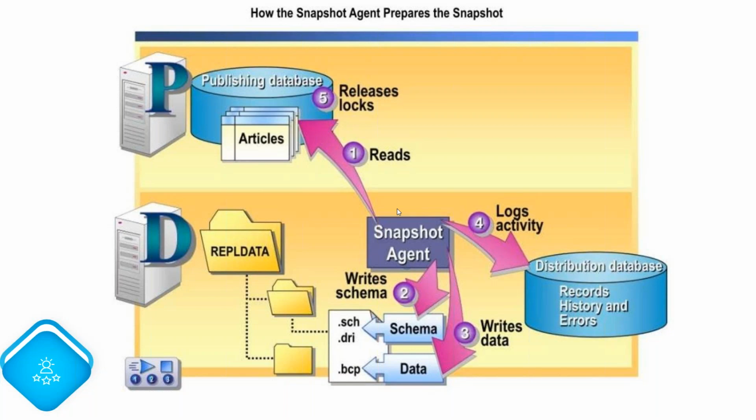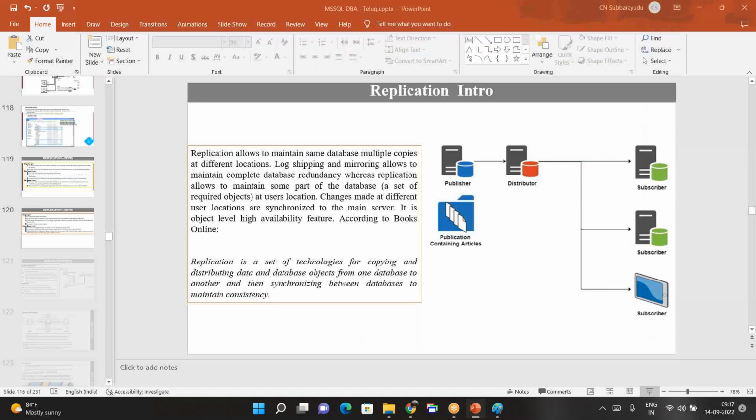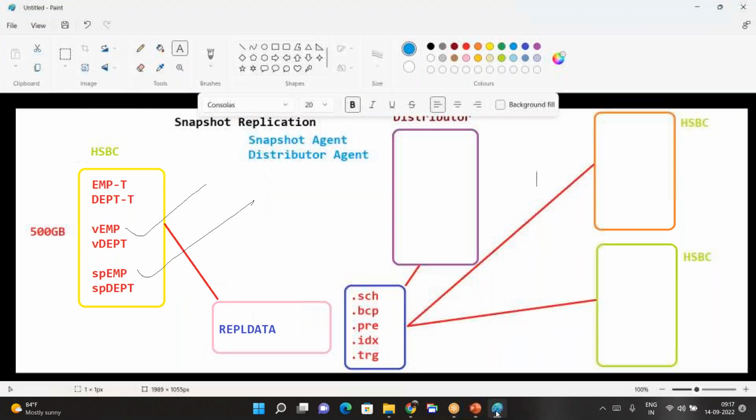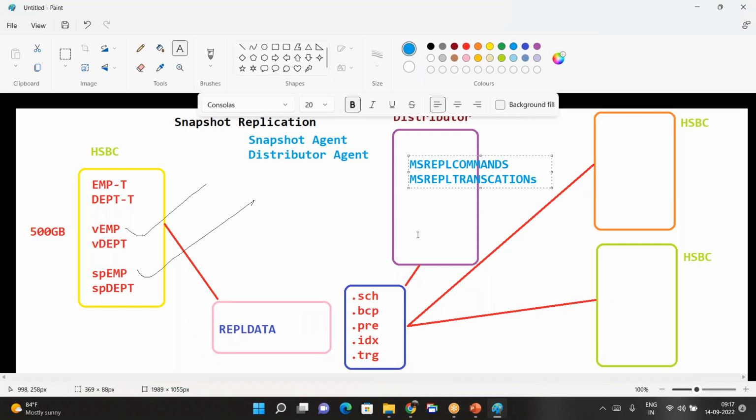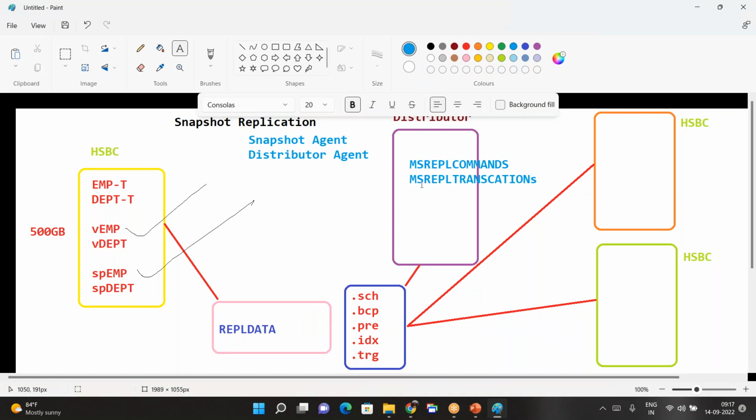In MS replication, yes: MS REPL commands and MS REPL transactions. Two tables will be available in the distribution database. Whatever files like .sch and .bcp are produced, all this is not copied into those tables. This is information, not data. The data will be in the REPL data folder only.